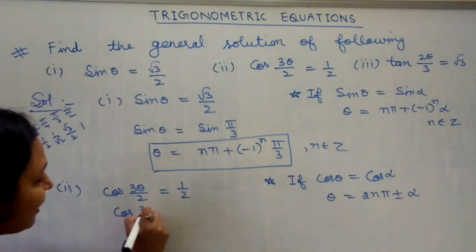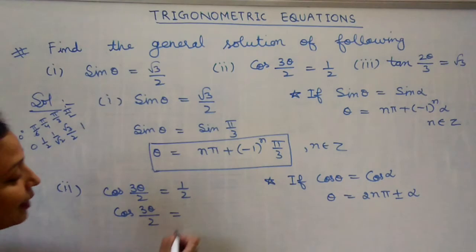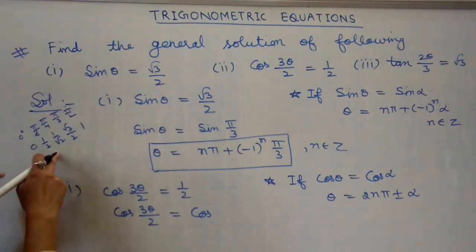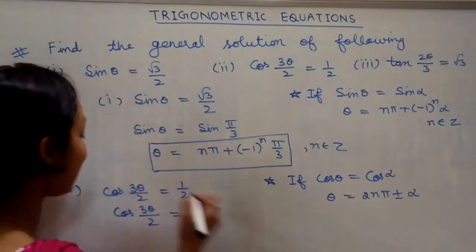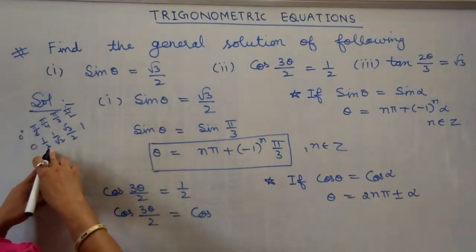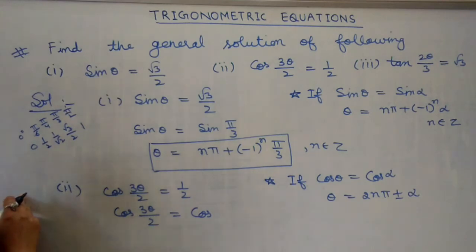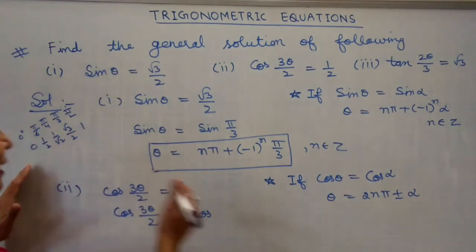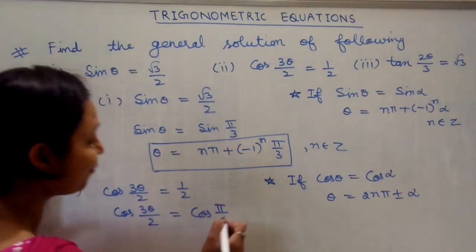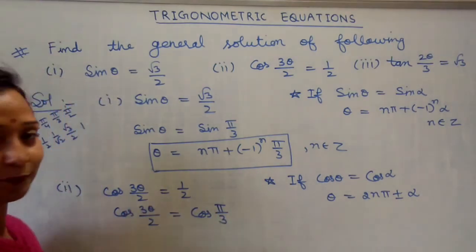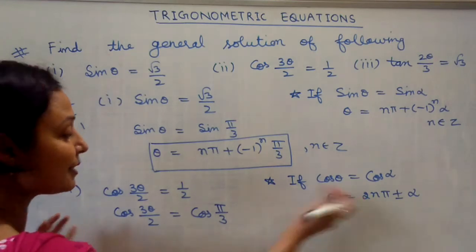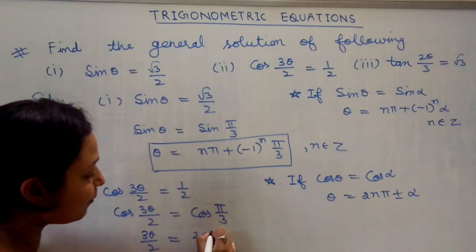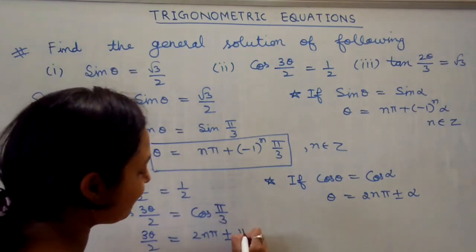Cos 3θ upon 2 is equal to cos. What is the value of cos? Here the cos 60 degrees, that is π by 3, is equal to half. When I take it, it is equal to π by 3, that is 60. Now I will apply this formula. 3θ upon 2 is 2nπ plus minus π by 3.